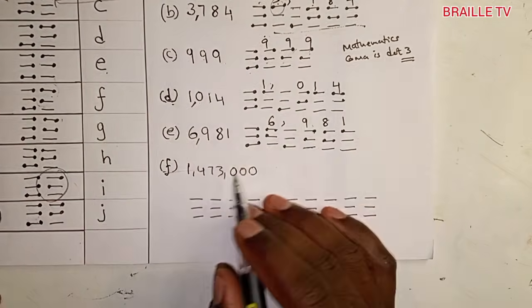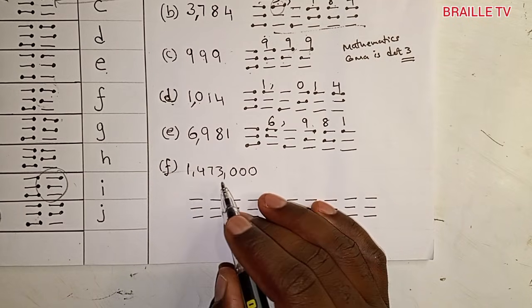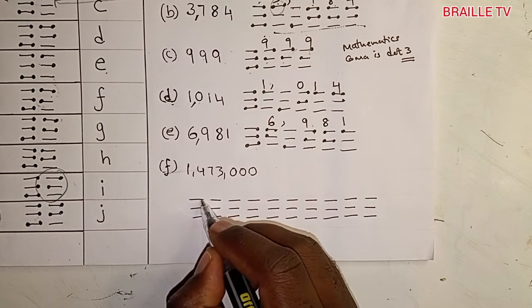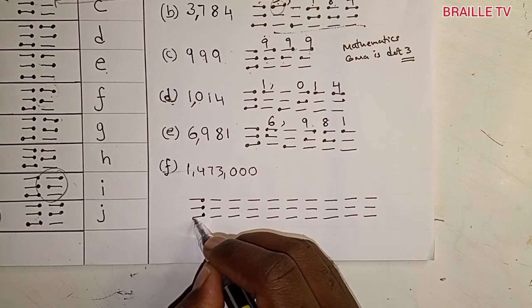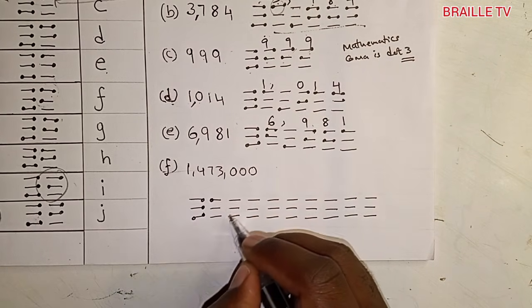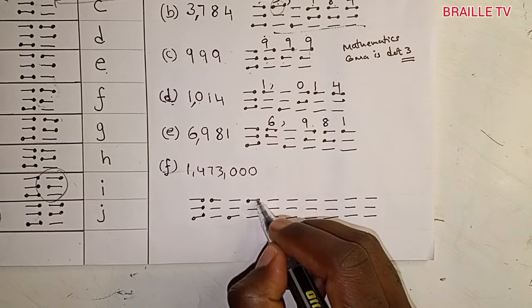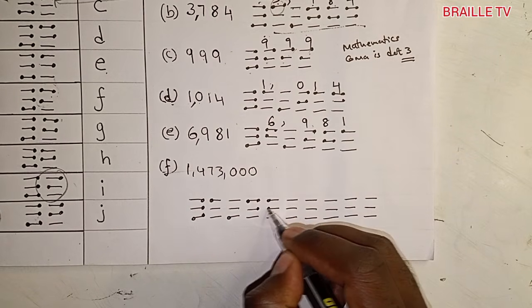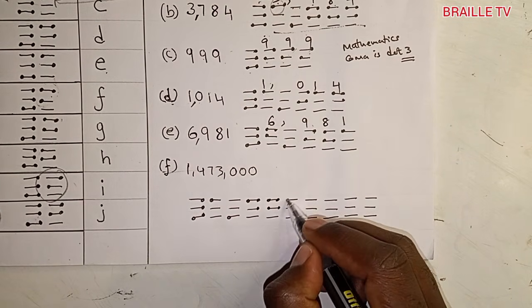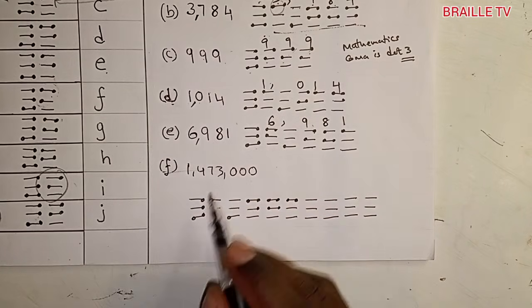Now we have the last example according to this list. This is 1,473,000. So you just write one numeral sign, as simple as that. And then you write 1, and then you write comma, then you write 4, and then you write 7. And then after doing that, you write 3, and then you write comma. You know, I'm just reading here.